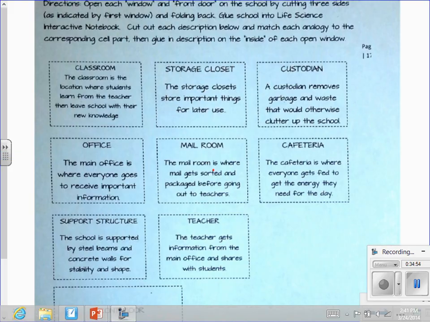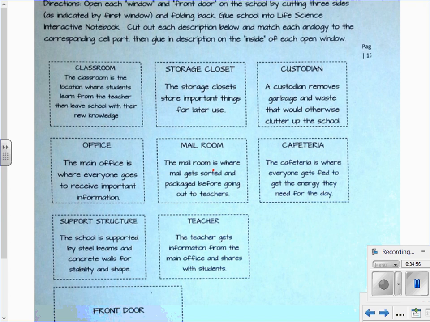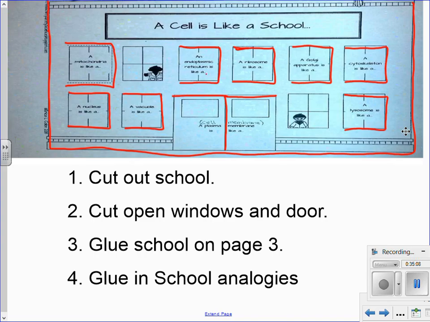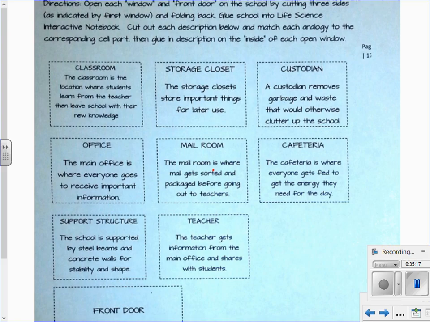I'm going to explain your homework to you. Your homework is to see if you understand the organelles or the parts of the cell. The best way to show that you understand is by showing an analogy. A cell is like a school. So we're going to look and see the parts of the school, how they are identified with the cell. So we're looking up here.